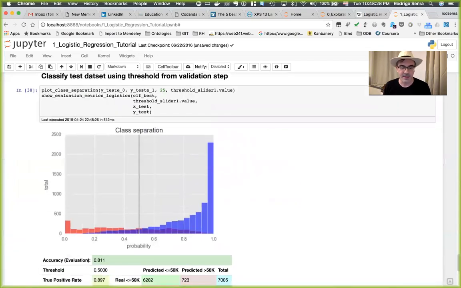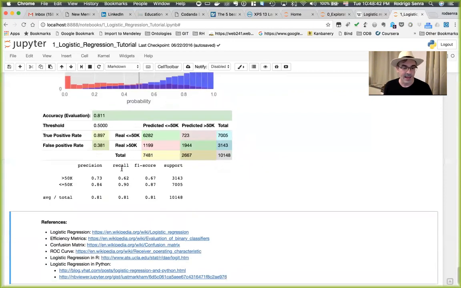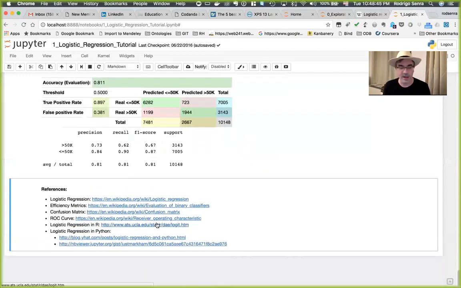So we do the same thing. We're using the same threshold, and we're getting 81% accuracy on the test data set. That means our model is good. We can put that model into production. We're happy.